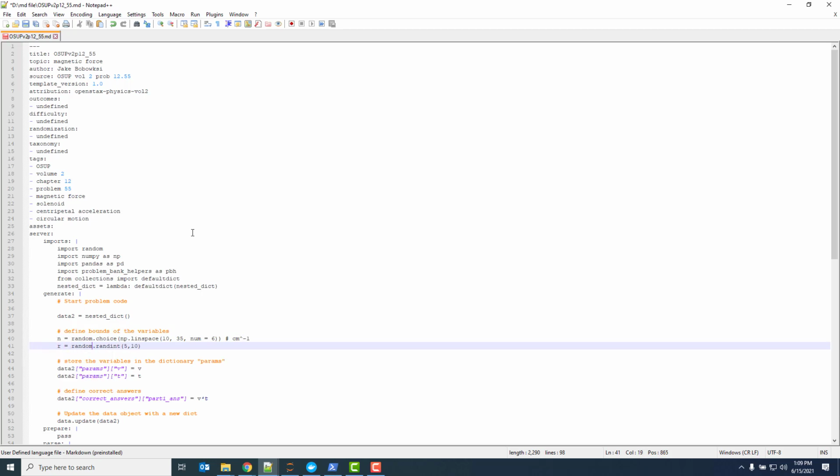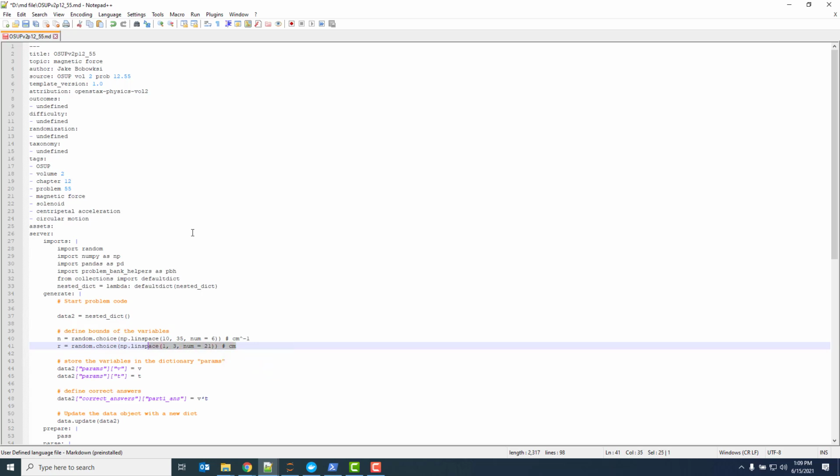The other thing we had was a radius for the electron orbit, and we also used linspace for that. So we went from 1 to 3 centimeters with 21 possible choices. That's like 1, 1.1, 1.2, all the way up to 2.8, 2.9, and 3.0. And that is in centimeters.